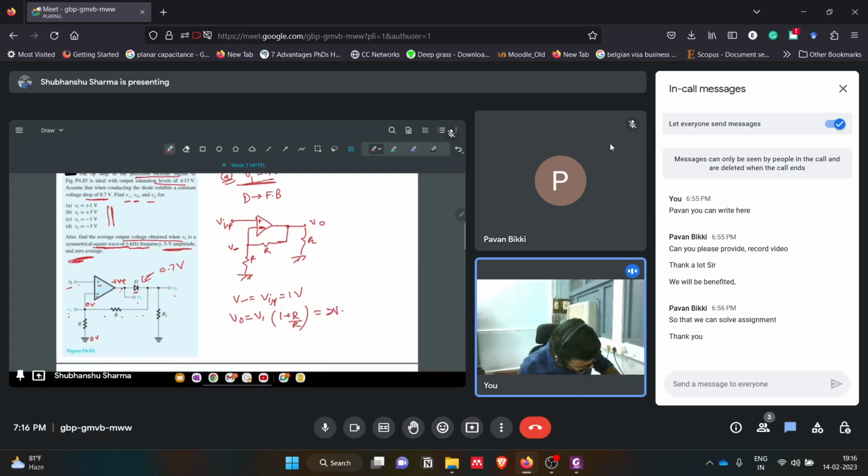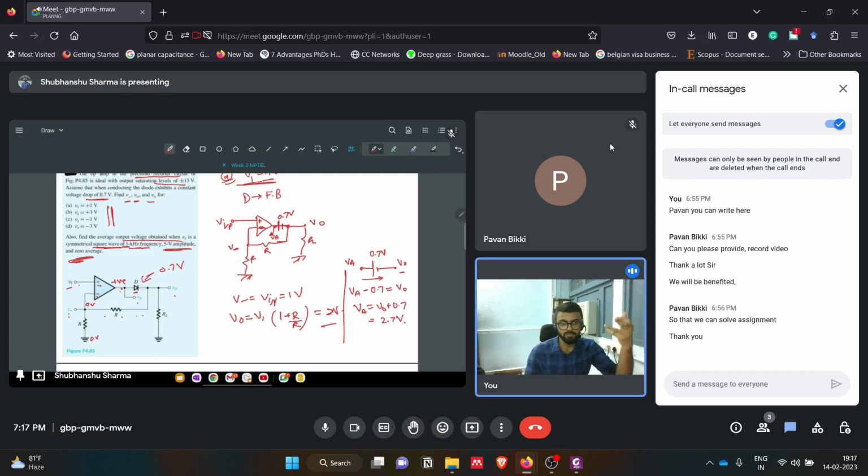But what will be VA? This was VA. The diode drop is 0.7 volt, since this is not ideal. To solve VA, we can use a KVL equation. Going in this direction, since a drop is there, VA minus 0.7 equals V naught. So VA will be V naught plus 0.7. We know V naught is 2 volts, so VA will be 2.7 volts.